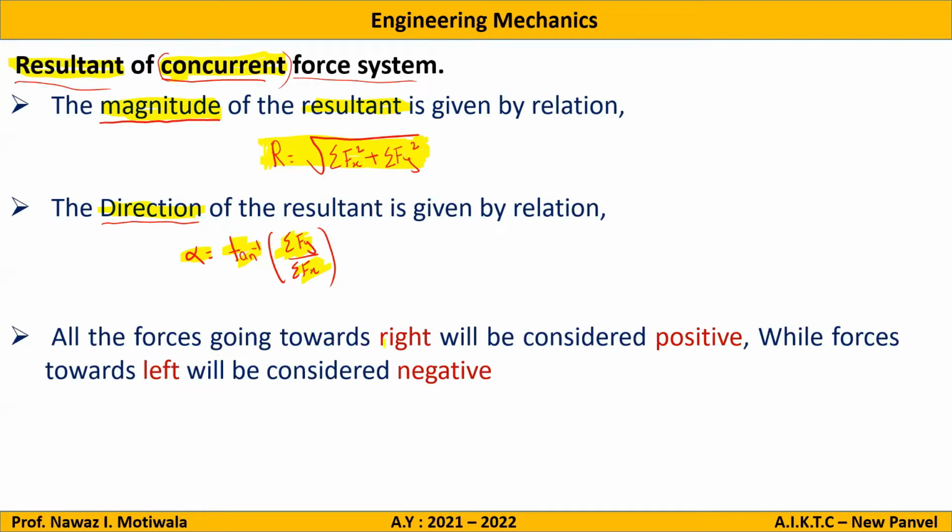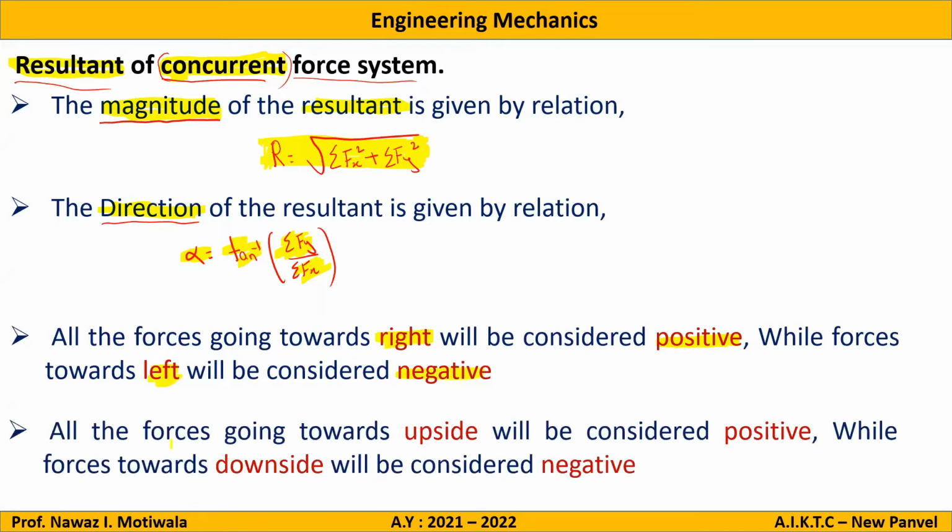All the forces going towards the right side will be considered positive, while the forces going towards the left will be considered negative. This is a rule which we have been following since the first lecture. Similarly, all the forces going towards the upside or north side will be considered positive, while the forces towards the downside will be considered negative.